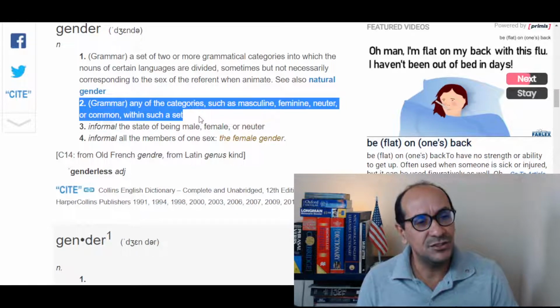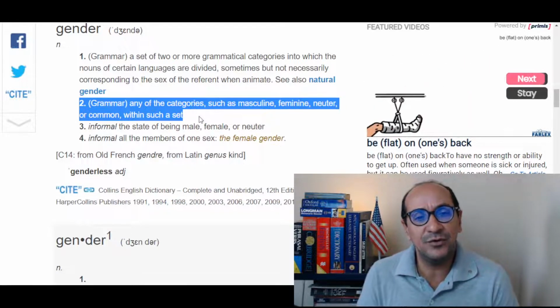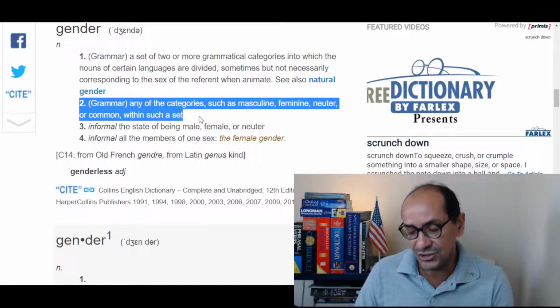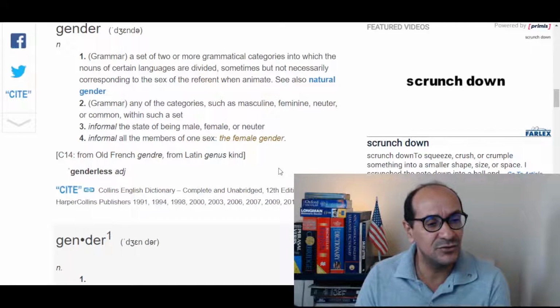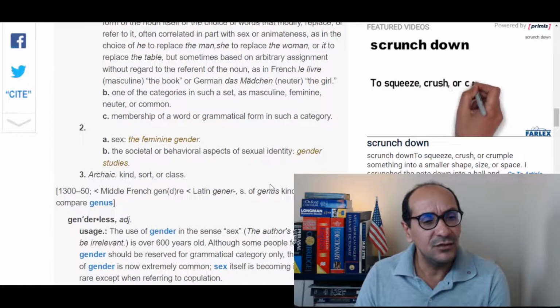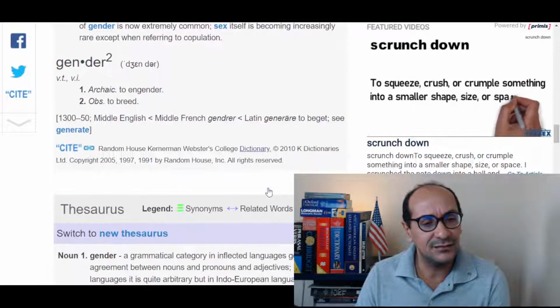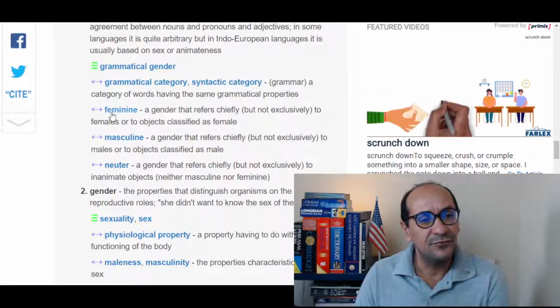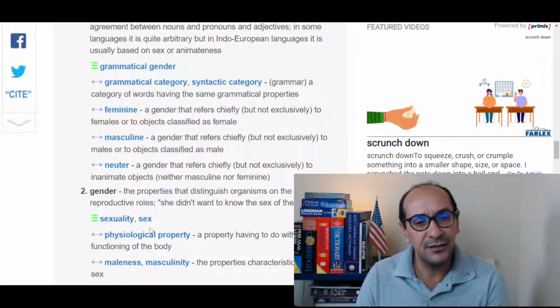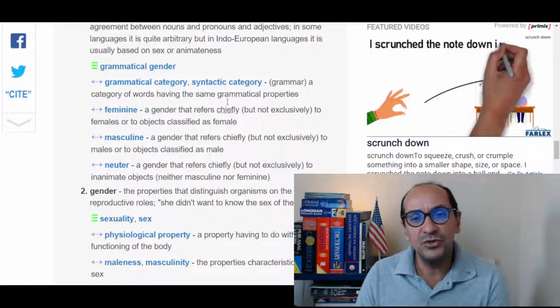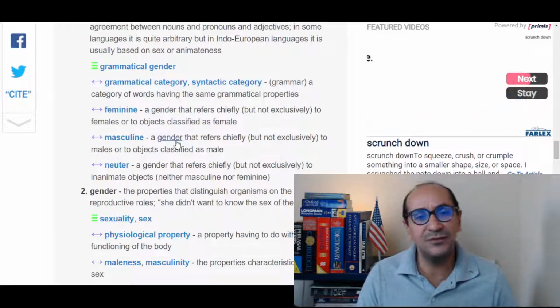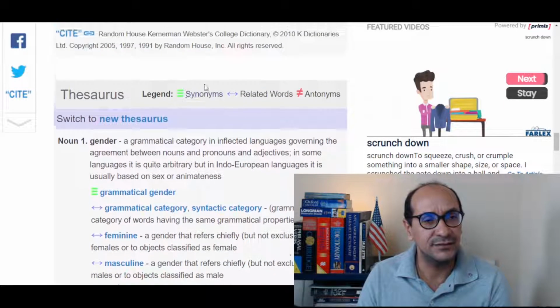So in grammar, the gender is any of the categories such as masculine, feminine, neuter, or common within such a set. And then I gave you some examples there. And it goes on. You see, you have a lot of information that you can use. Even here, see, feminine, masculine, neuter, and it goes on. So inanimate objects. As you use this, remember, sexuality, about sex, it's going to be related to all this.